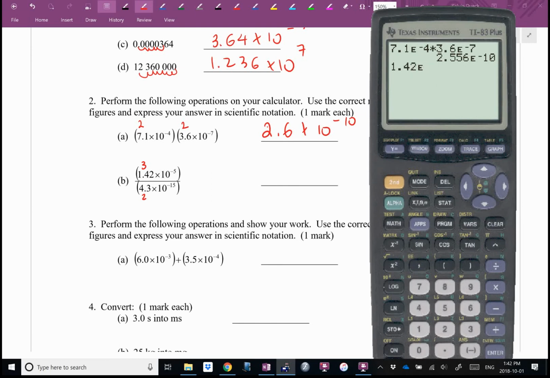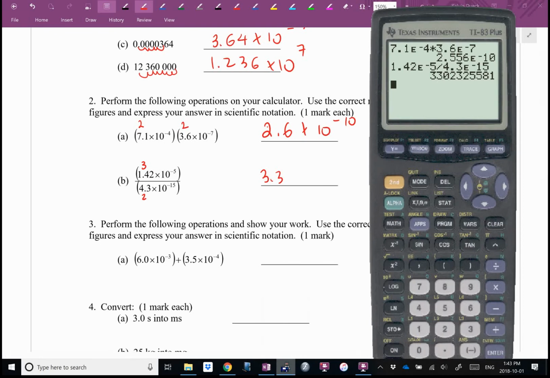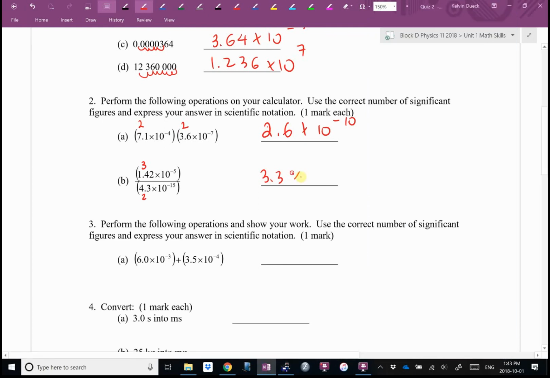1.42 scientific notation, negative 5, divided by 4.3 scientific notation, negative 15. Oh, how many Sig Figs? So I'm going to round to there. Is the 3 going to stay a 3 or become a 4? But I can't just go 3.3 because the answer wasn't 3.3. It was 3.3 times 10 to the 1, 2, 3, 4, 5, 6, 7, 8, 9. Yes? 9, yeah? Yeah. All or nothing.